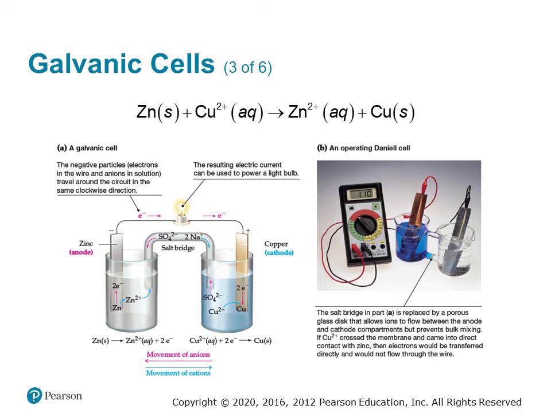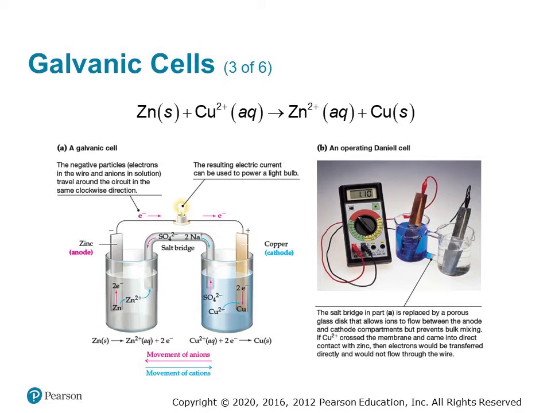Instead of adding zinc metal to a beaker containing copper ions in solution, we can set up 2 beakers. In this case, the one on the left of this diagram contains a piece of zinc metal immersed in a solution containing dissolved zinc ions, and the beaker on the right of the diagram has a piece of copper metal immersed in a copper ion containing solution. If we connect the 2 pieces of metal via a wire, it will provide a path for electrons to flow from one beaker to the other.